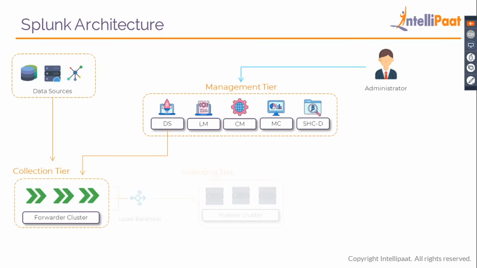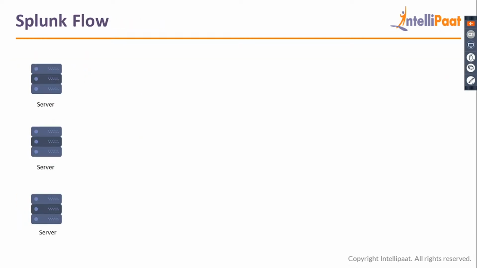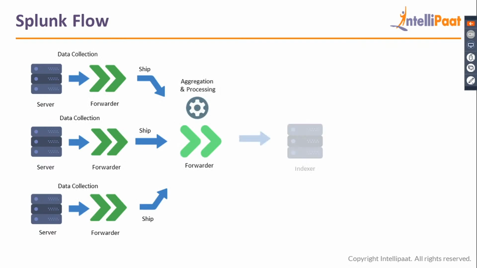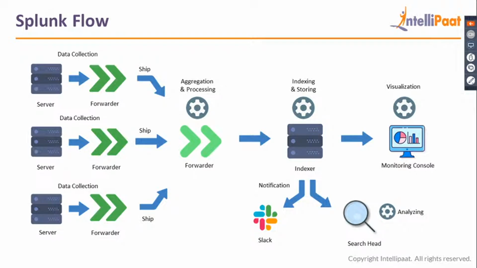All right, so this is the architecture, guys. We have the management tier, collection tier, indexing tier, and the searching tier, and we have the administrator and users. This is the basic Splunk architecture. And this is the data flow, how data flows in Splunk. As you can see, the data is collected from the servers by forwarders, they ship it to heavy forwarders where the aggregation and processing happens, basically parsing. Then an alert will be sent either through Slack or an email notifier.